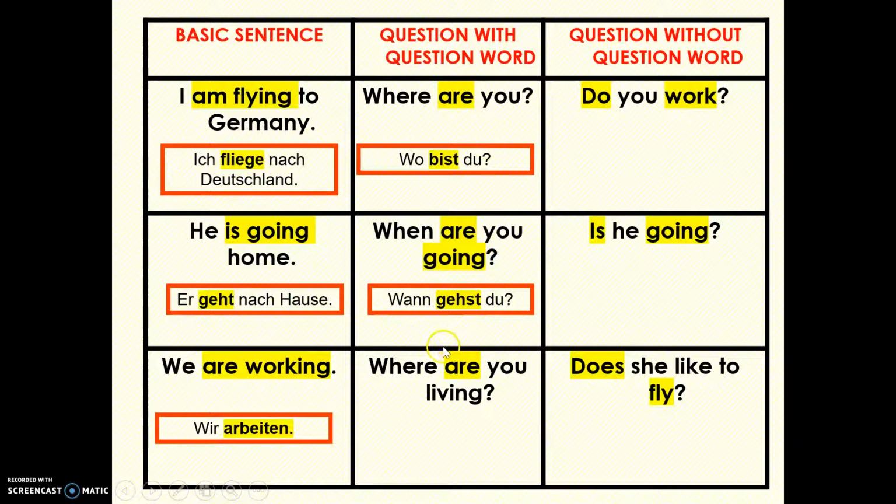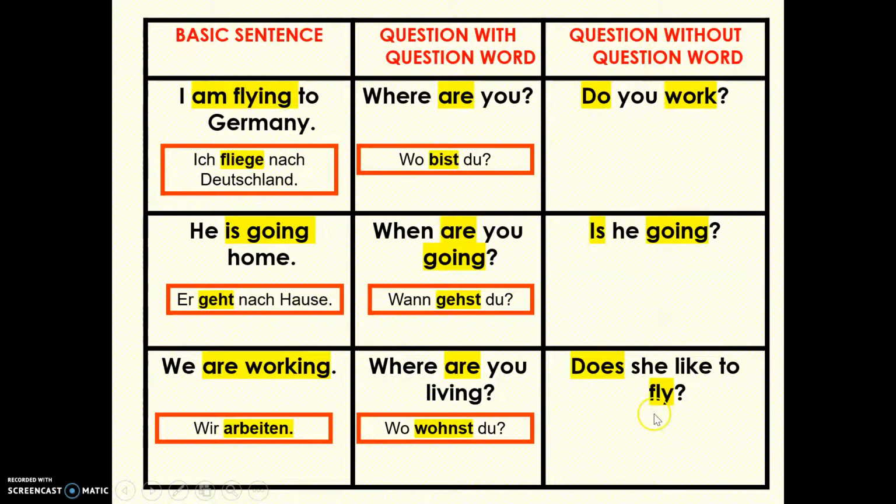Only one verb. Where are you living? Question with a question word. I forgot to highlight living. Living should be highlighted. We're going to take out the are because it has no meaning, and we're going to use this as our verb and put it in the second position and conjugate for you. Wo wohnst du? Does that question sound familiar?